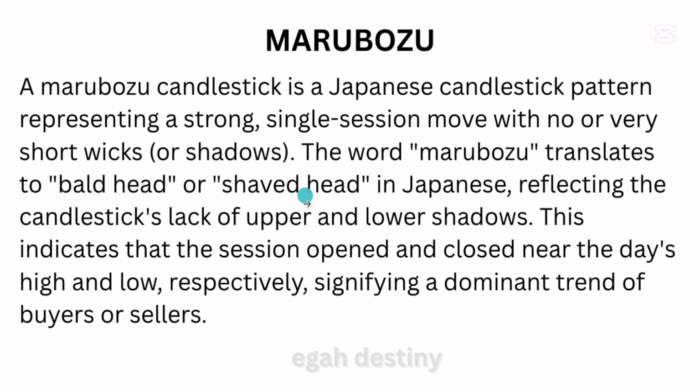A Marubozu candlestick is a Japanese candlestick pattern representing a strong single session move with no or very short wicks or shadows. Wicks are also called shadows. The word Marubozu translates to bald head or shaved head in Japanese, reflecting the candlestick's lack of upper and lower shadow. This indicates that a session opened and closed near the day's low and high respectively, signifying a dominant trend of buyers or sellers.